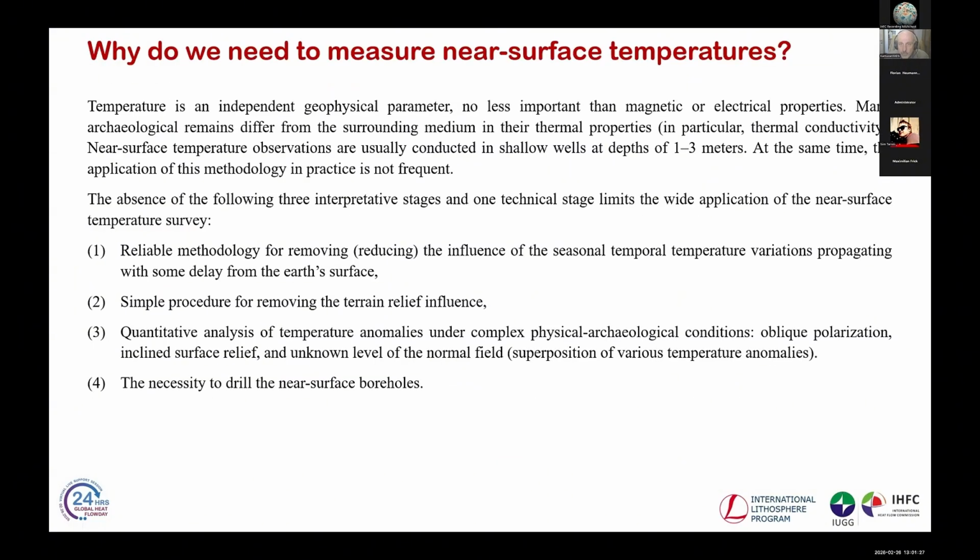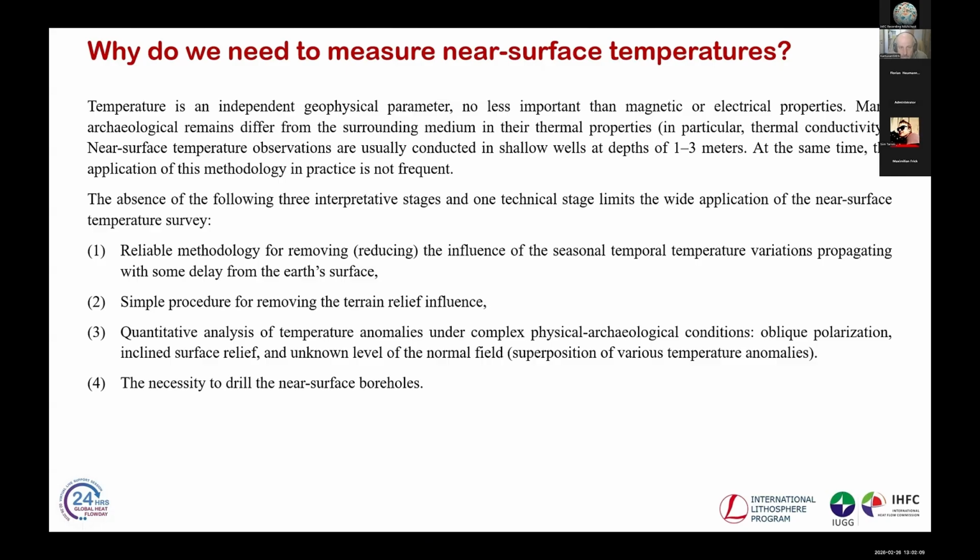Okay, why do we need to measure the near surface temperature? Temperature is an independent geophysical parameter, no less important than magnetic or electric properties. Many archaeological remains differ from the surrounding medium in their thermal properties, for instance, thermal conductivity. Near-surface temperature observations are usually conducted in shallow wells at depth of 1-3 meters. At the same time, the application of this methodology in practice is not frequent.